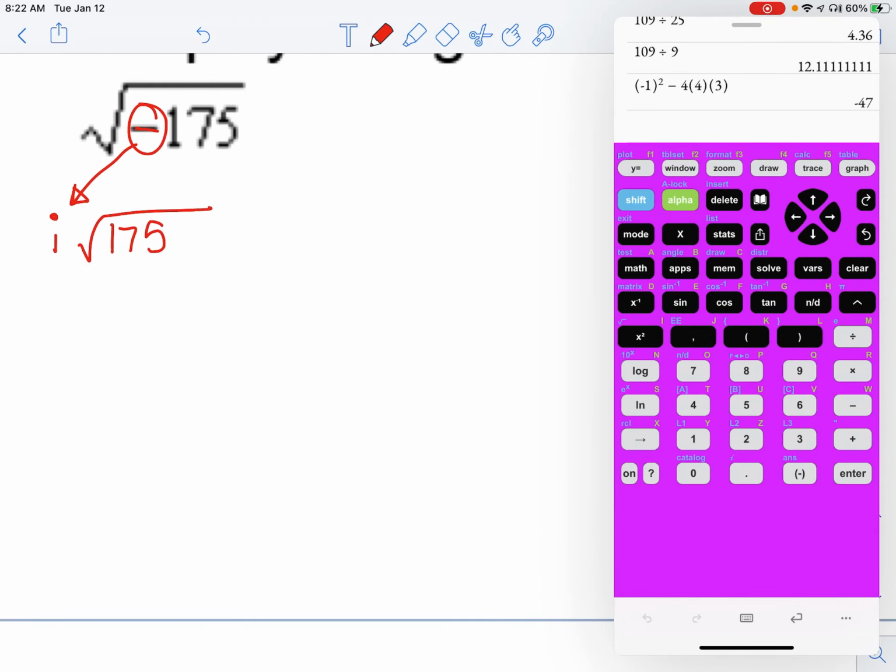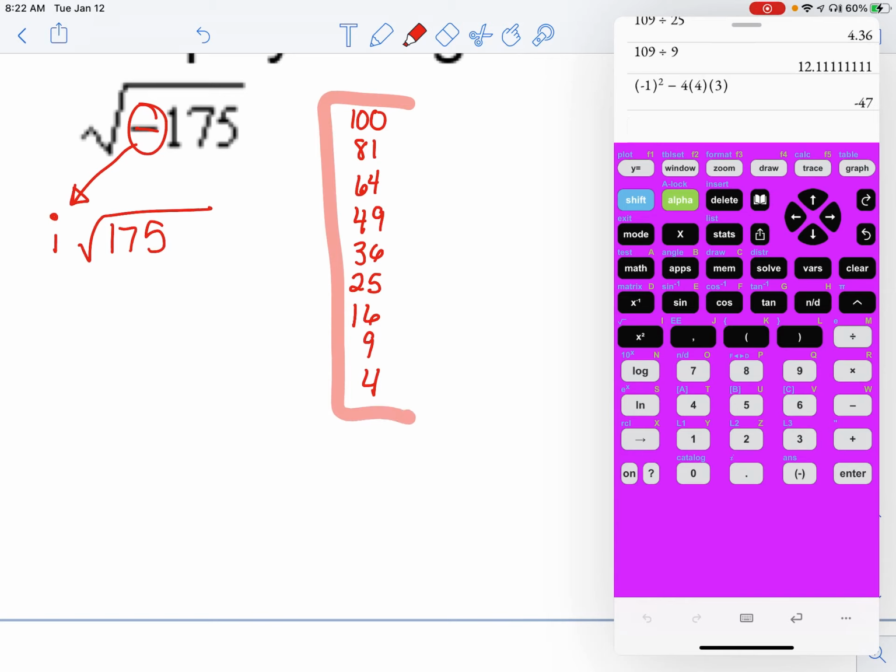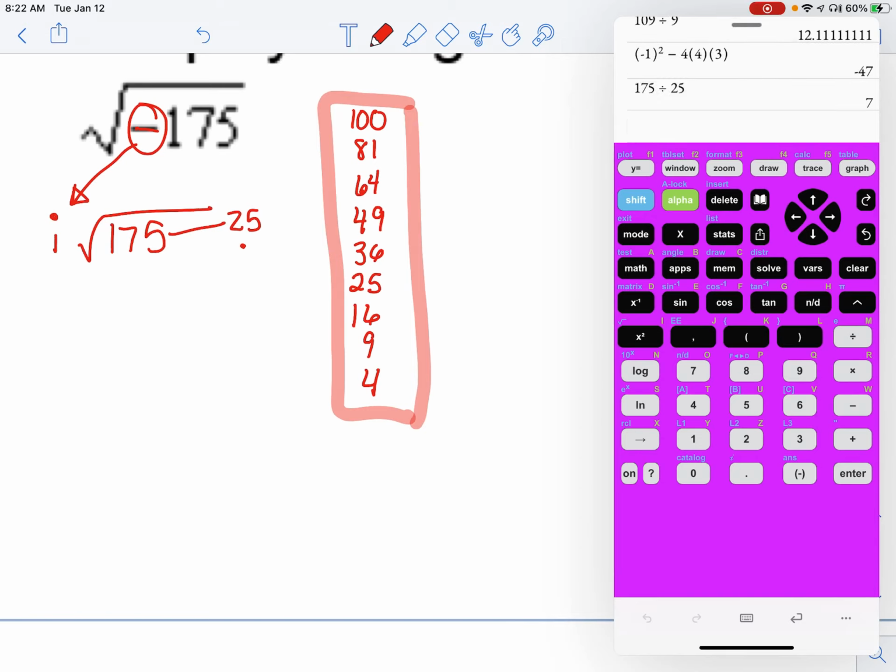And what goes into 175? You can start listing your perfect squares. 10 squared is 100, 9 squared is 81, 64 for 8 squared, 49 for 7 squared, 36, 25, 16, 9, and 4. These are the important numbers. And the question becomes, do any of these important numbers go into 175? The answer is yes, right? 25. Let's check it out. 175 divided by 25 is 7.